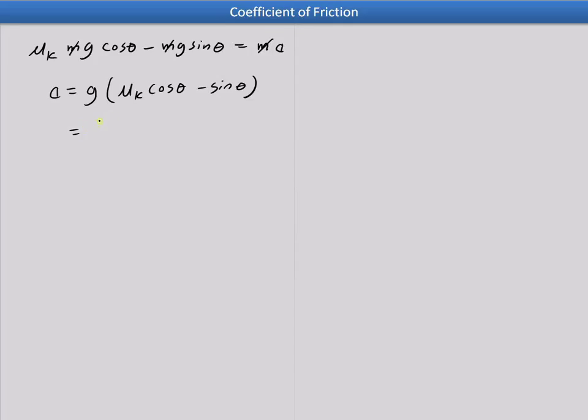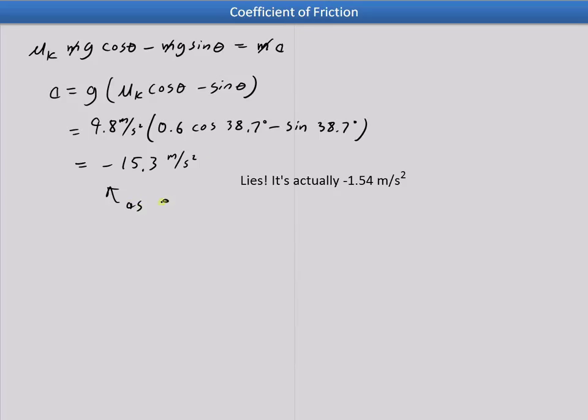So if we put in our values, we'll get 9.8 meters per second squared. We said that the coefficient of kinetic friction was 0.6. That's just something we made up for this problem. Times cosine of theta, we're going to use that critical angle of 38.7 degrees, and then subtract from that sine of 38.7 degrees. And that's going to end up giving you negative 15.3 meters per second squared. And so as expected, the acceleration is less than 0 because it needs to be directed down the ramp.